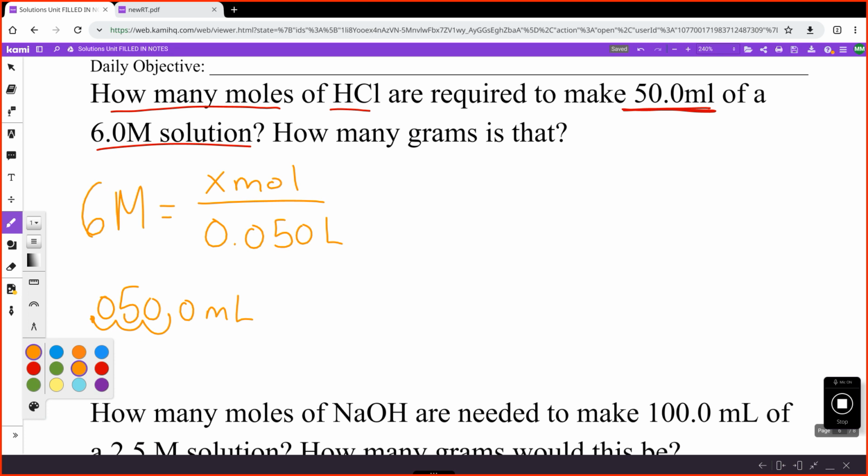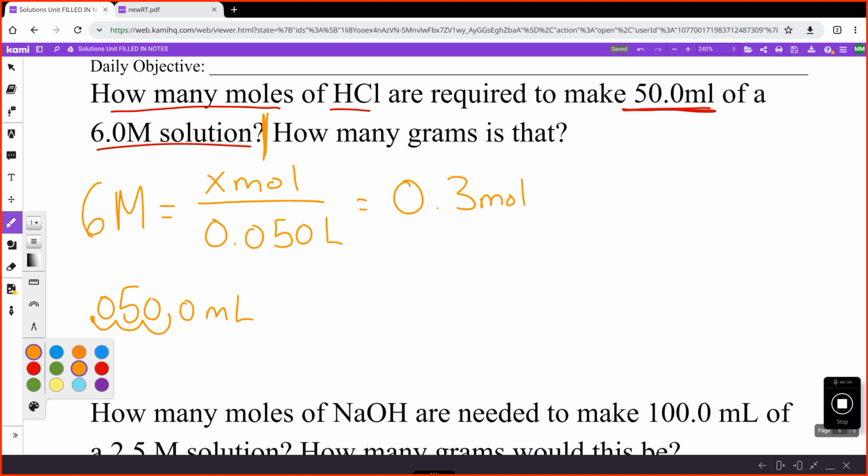So this is simple, this is easy. We can figure out the number of moles the exact same way we were doing it before, 6 times 0.05. Now what we get is 0.3. The unit that is involved with that is moles. And so to this point of the question, we've answered it.